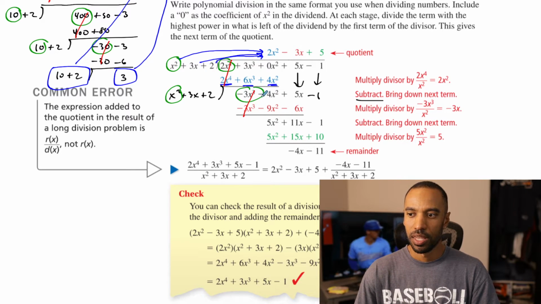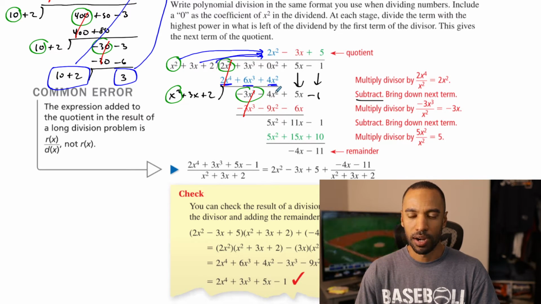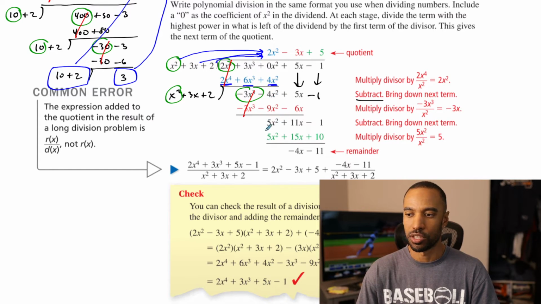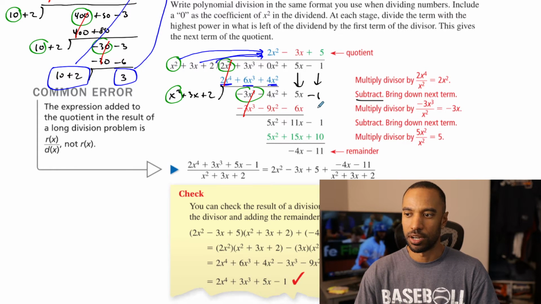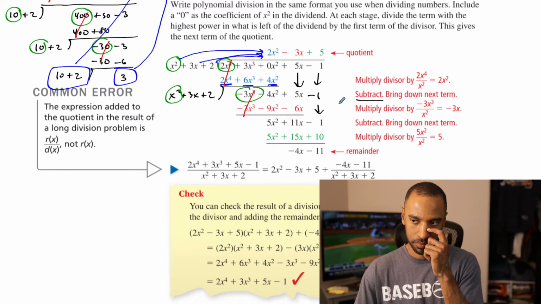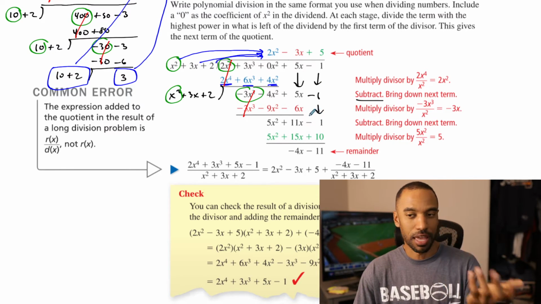These ones will cancel. Now be careful here. Negative 4x squared, this is minus negative 9x squared. So negative 4x squared plus 9x squared is 5x squared. 5x minus negative 6x is 5x plus 6x, which is 11x. And the negative 1 isn't combining with anything, so bring it down. So that's where it got brought down for them at the end.